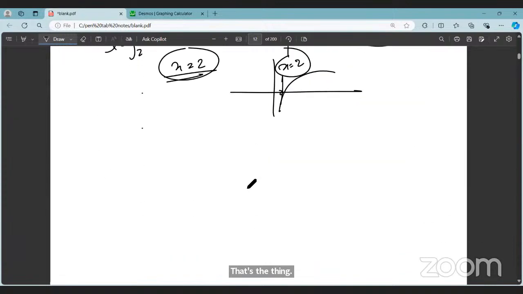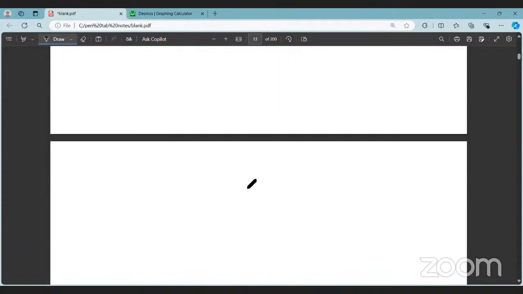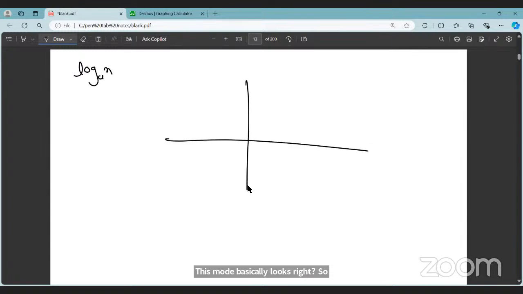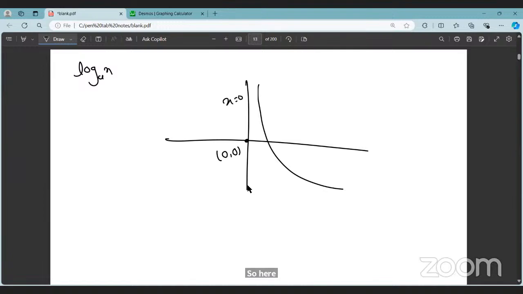See what happens when you have a simple graph of log base x, right? So this graph will look like this, right? Here we get the intuition that at point 0, 0, the line x equals 0 is an asymptote of log, right? Yes, ma'am. But we know that log is not defined for x equal to 0.